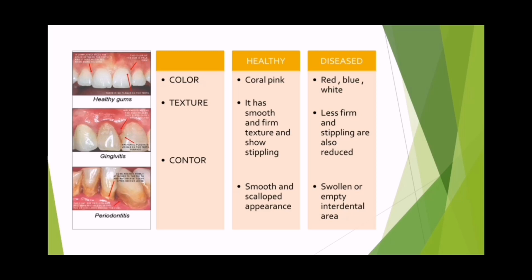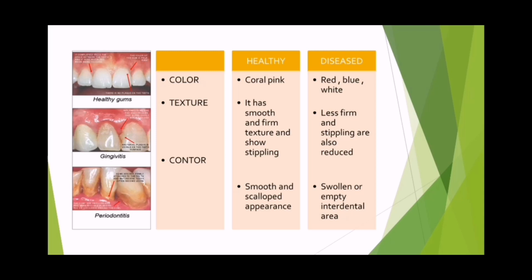Now we differentiate between healthy and diseased gums. The color of healthy gums is coral pink, and in disease it is red, blue, or white, based on the severity and conditions of the disease.